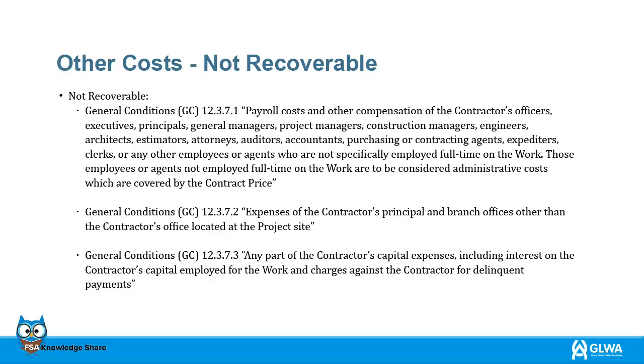General Conditions 12.3.7.2 Expenses of the contractor's principal and branch offices other than the contractor's office located at the project site. General Conditions 12.3.7.3 Any part of the contractor's capital expenses, including interest on the contractor's capital employed for the work and charges against the contractor for delinquent payments.